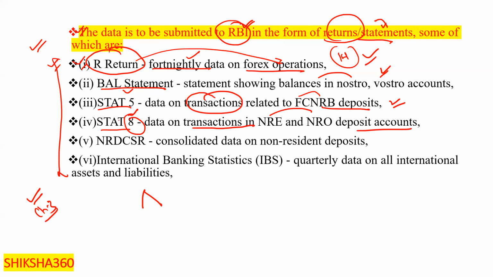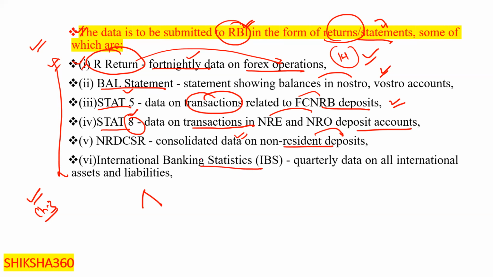Next one is NRD-CSR. It is the consolidated data on non-resident deposits. That is NRD-CSR. Next one is IBS.